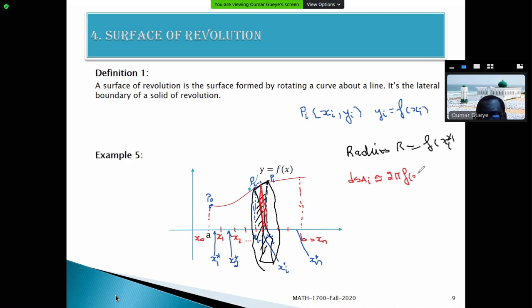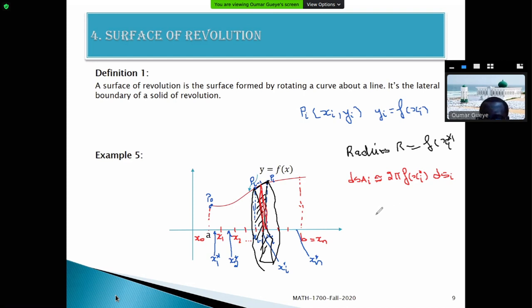My function is positive, so f of xi star is going to be positive. It's not a big deal. Even if my function is negative, I'm going to take the opposite in order to get a positive. And times the height, and the height I'm going to call dsi. And dsi is the length of the portion joining pi minus 1 and pi.